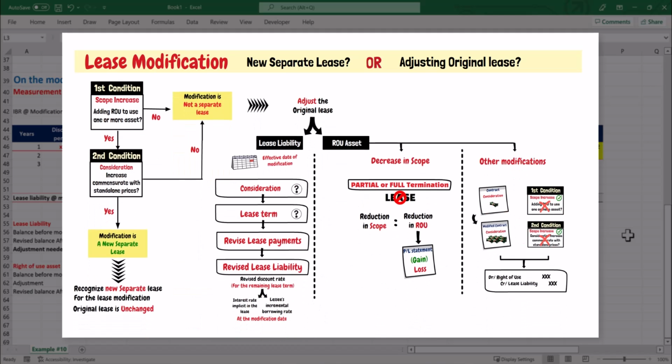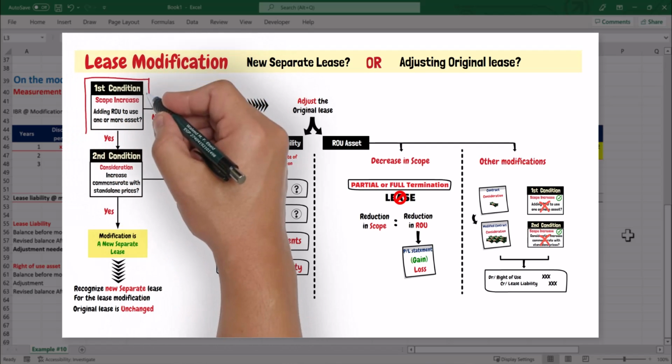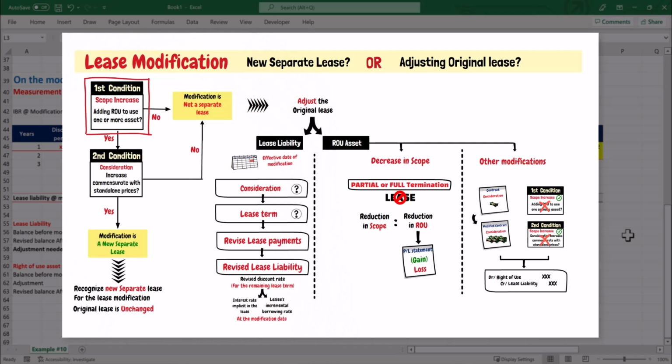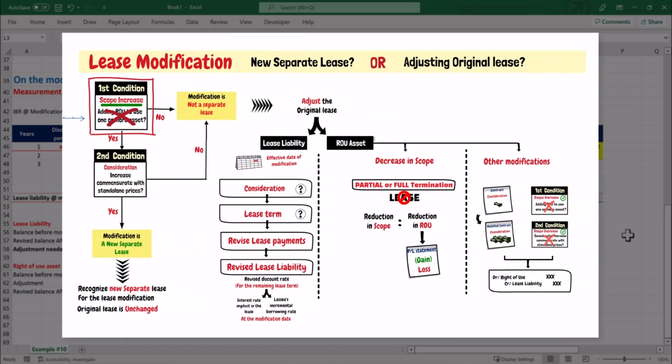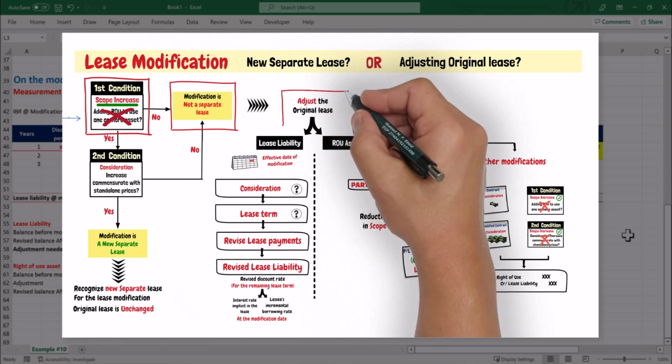Here is the flowchart for the lease modifications. The first condition: does the modification increase the scope of the lease by adding the right to use one or more underlying assets? The answer is no. Although the modification increases the scope of the lease agreement, that increase is not done by adding the right to use one or more underlying assets. The increase was done by extending the contractual term of the lease from 3 to 5 years. So, the first condition is not satisfied, and therefore, the modification should be accounted for by adjusting the original lease.